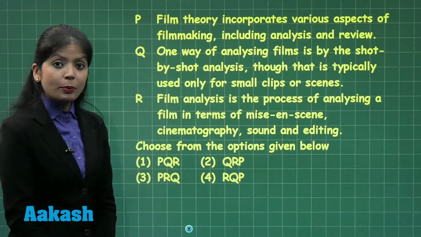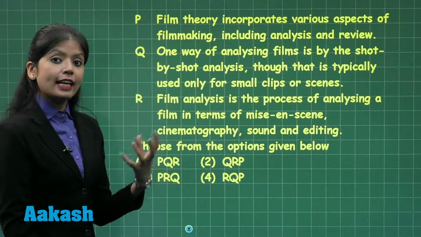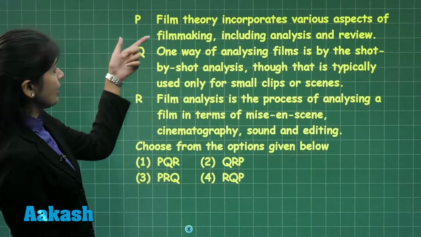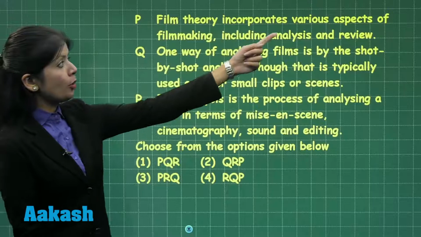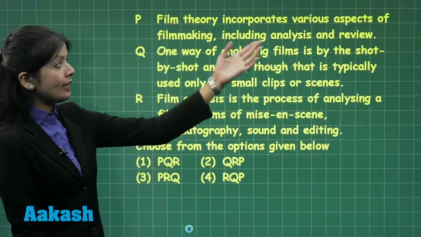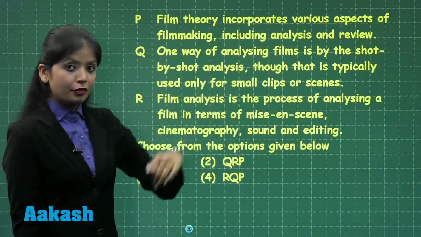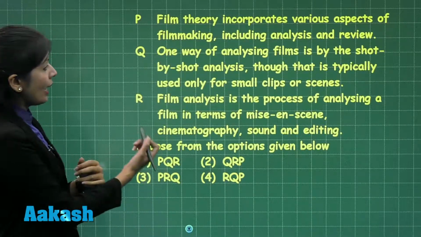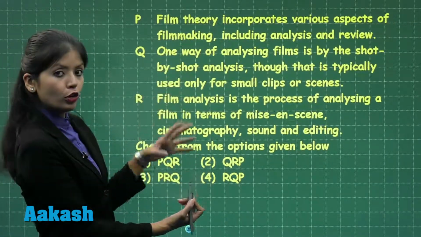Since option P begins with the idea of film theory, it has to be followed by a similar idea which is explained in option P. Film theory incorporates various aspects of filmmaking, including analysis and review. Now we have option 1 and 3 both beginning with P. So I have to just check what should follow P.